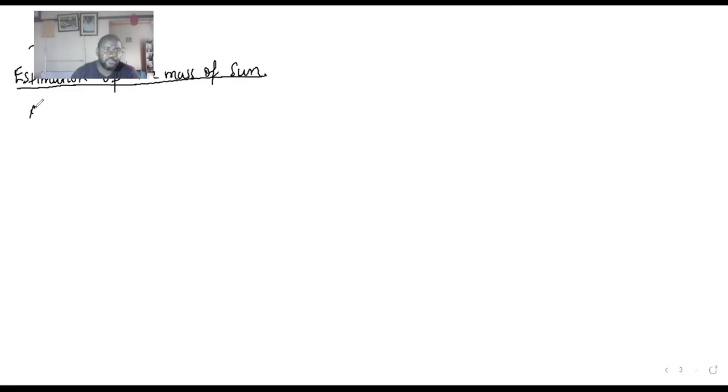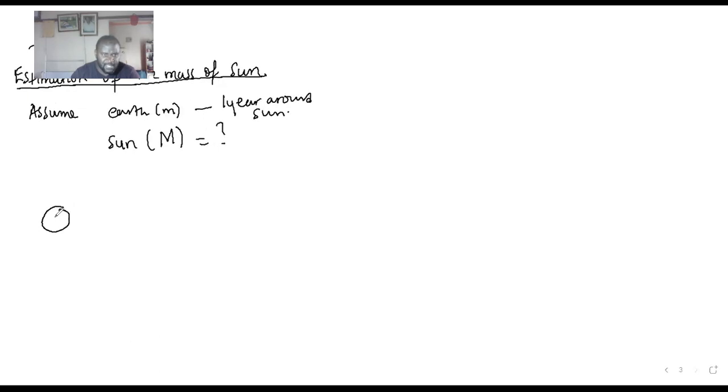So if we assume, though the assumption is true, the Earth of mass small m takes 1 year around the Sun. Then we are assuming the Sun has a mass capital M, which we need to find. If this is the Sun and this is the Earth, we measure the distance r from the center of the moving planet. So in that sense, the distance from the center of the Earth to the Sun is 1.5 times 10 to the power 8 kilometers, which is approximately 1.5 times 10 to the power 11 meters.